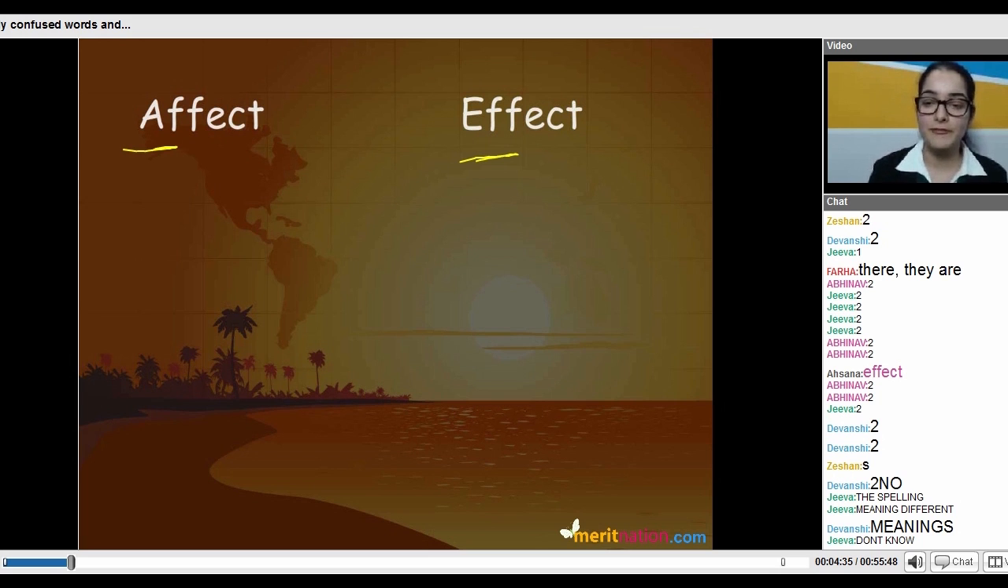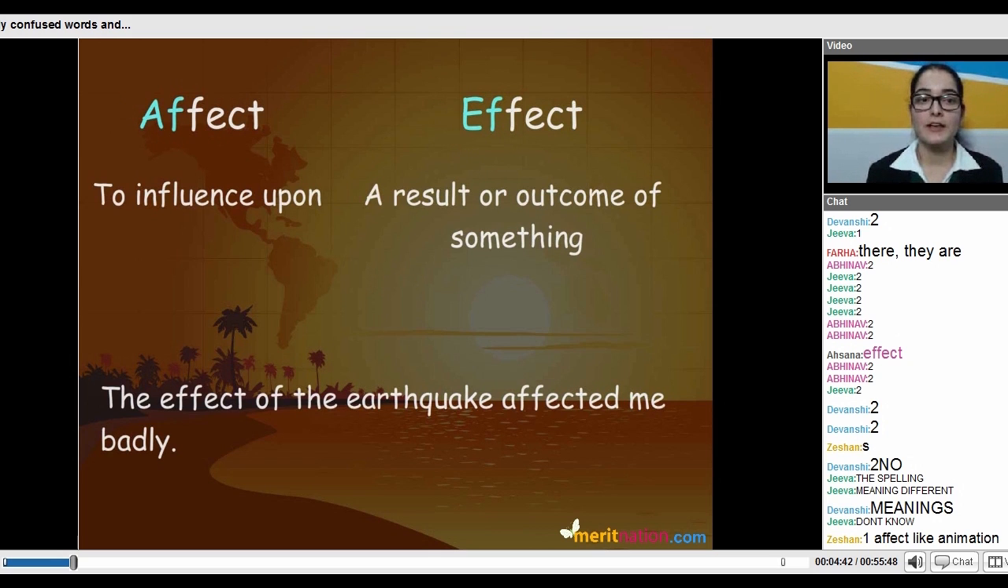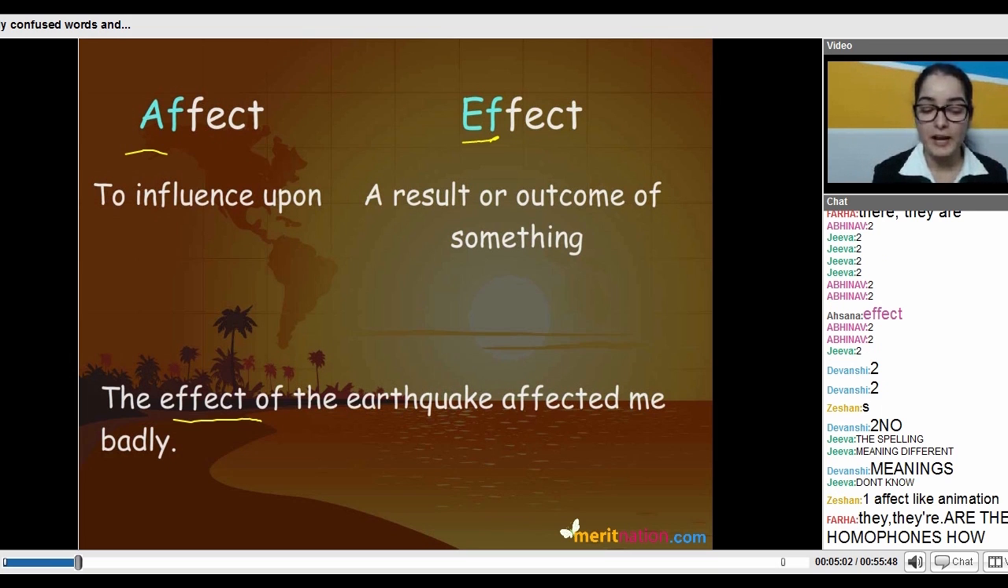The first difference we already found out was in their spellings. And the other, if we see, what is the difference? The word affect, that is with an A, means to influence upon, whereas effect, the word with E, is a result or outcome of something. For you, I have an example in the sentence. The effect of the earthquake affected me badly. So, what was the effect? That was the result of the earthquake.